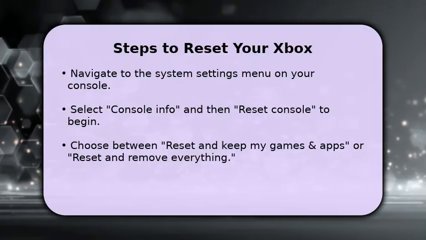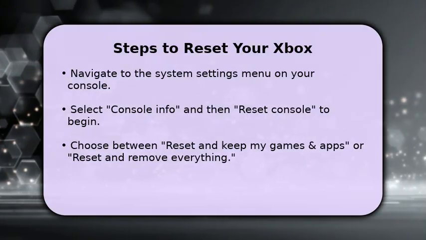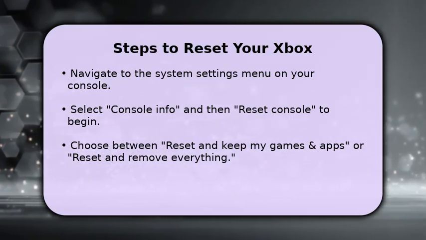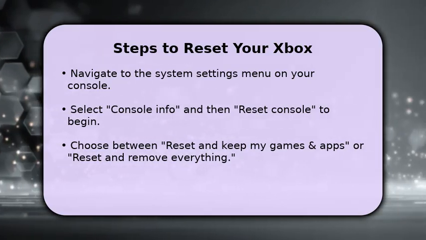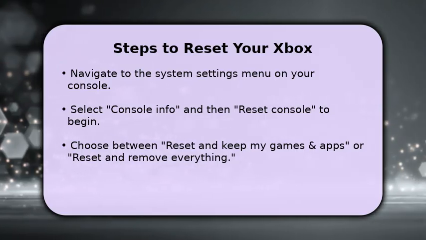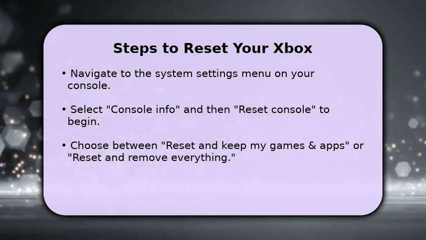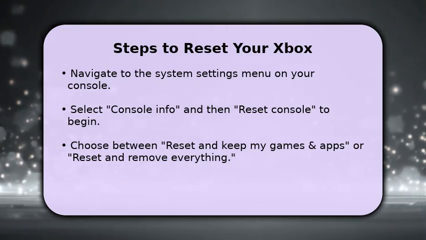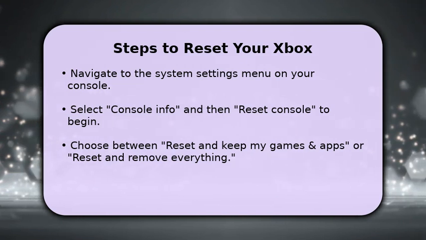To begin the reset process, first go to your Xbox home screen. From there, navigate to Settings, then select System, and finally Console Info. You will then see the Reset Console option. Choose either Reset and Keep My Games and Apps or Reset and Remove Everything, depending on your desired outcome. Confirm your selection to proceed with the reset.